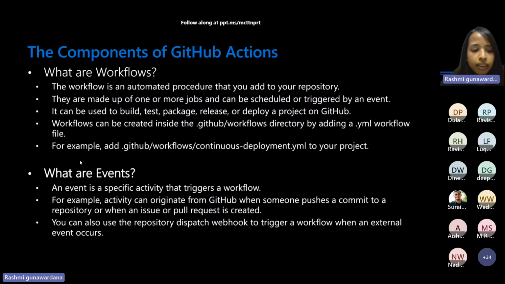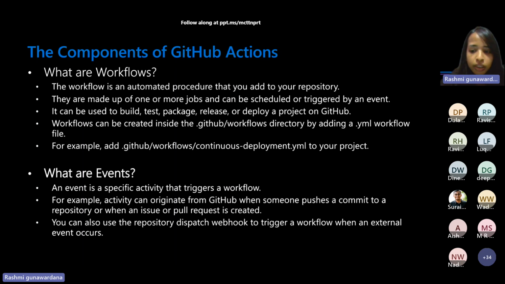And then there are events inside this workflow. An event is a specific activity that triggers a workflow. For example, an activity can originate from GitHub when someone pushes a commit to a repository or when an issue or pull request is created. So these workflows are triggered from these events.